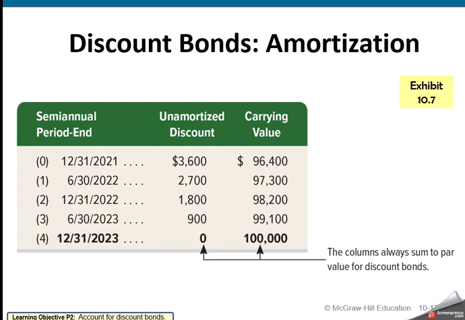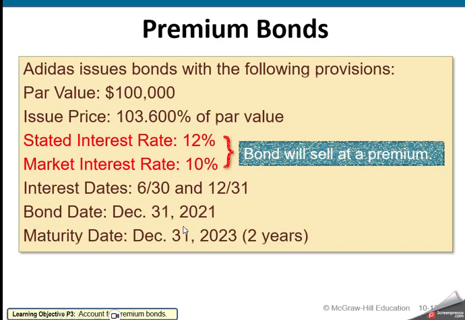And then here they show you how we would amortize it out. So each interest payment, we're going to amortize or take $900 out of that discount until when we get to the end of the life of the bond, the discount is fully amortized. And again, it's charged off to bond interest expense.